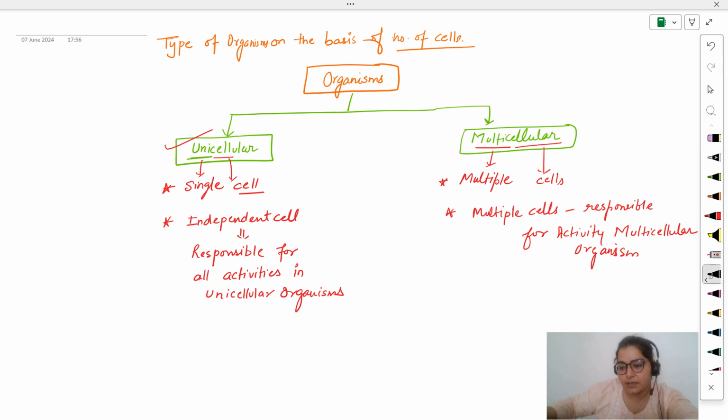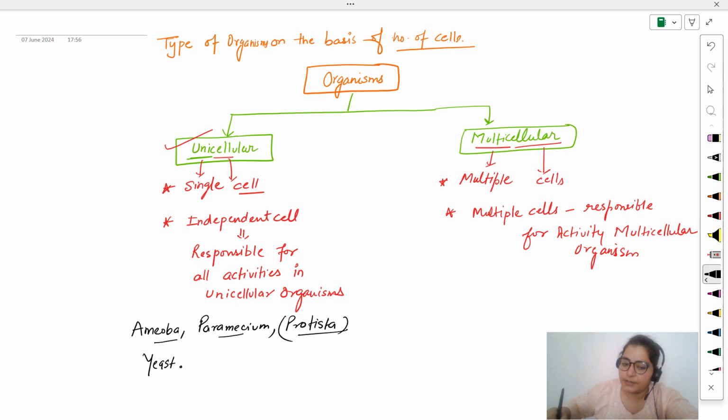We will go through some examples here. In unicellular there is amoeba, paramecium, right, protista. It is a complete kingdom here. Amoeba and paramecium come under the protista too. And yeast, that is fungi, and bacteria, that comes under the monera. These are all unicellular, or a few are not written here, so we write etc.